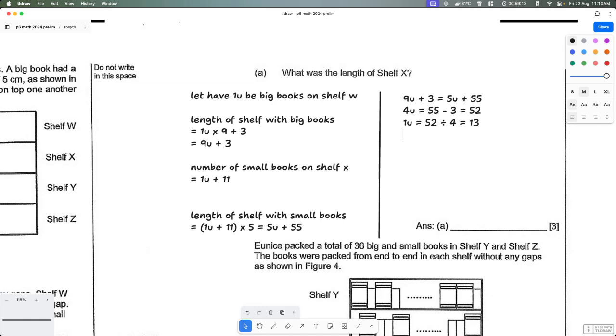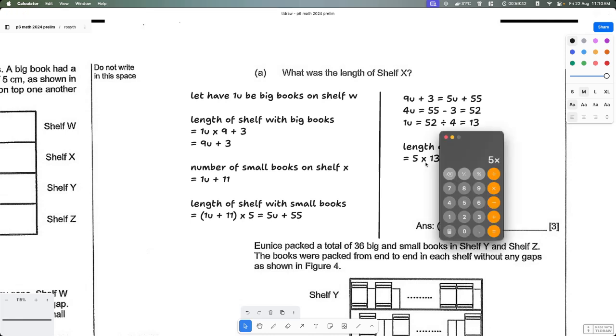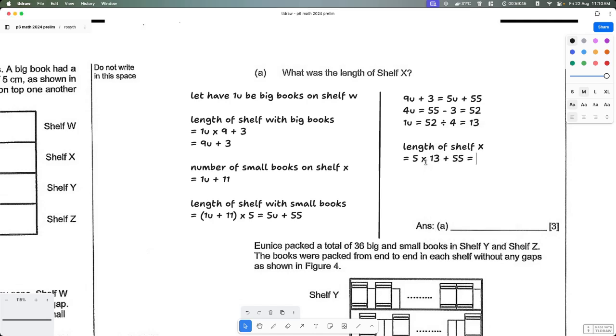Either will work, it doesn't really matter. So the length of shelf X, which is basically this one also, in this case both are the same. So the length of shelf X is equal to 5 times 13 plus 55. This will then become 120 centimeters. Okay, there you go. So that's the answer, 120 centimeters.